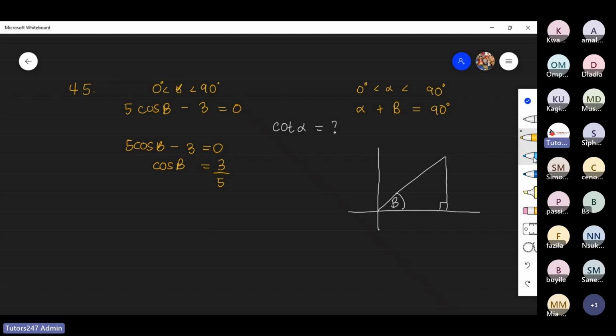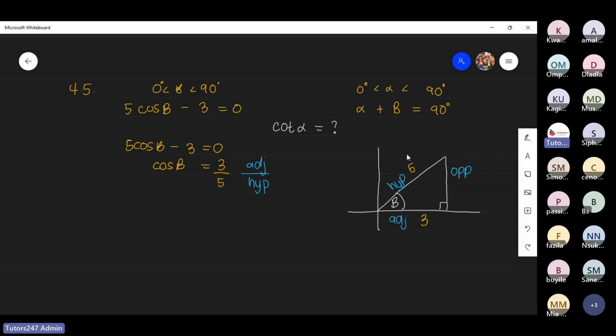Keeping in mind that cos is equal to the adjacent over the hypotenuse, we now have the adjacent and the hypotenuse value. So if we go to our triangle, we know that this is the hypotenuse, this is the adjacent, and this is our opposite. So the adjacent is 3 and the hypotenuse is 5. We now need to find the opposite side. Using Pythagoras, we will be able to find that opposite side.